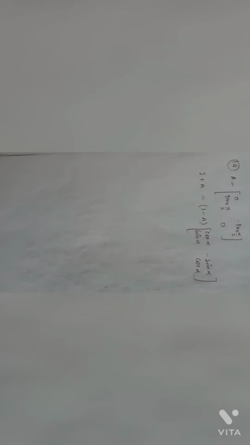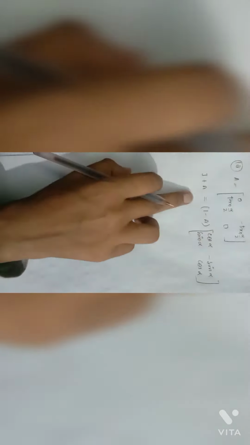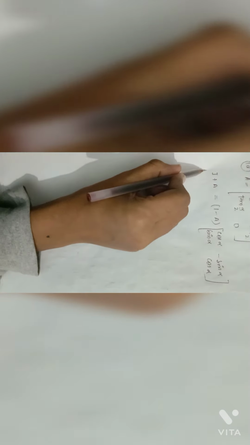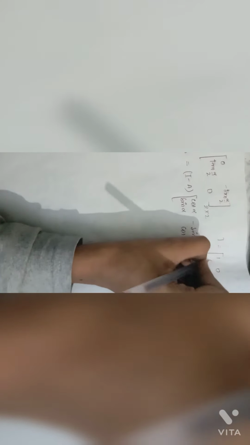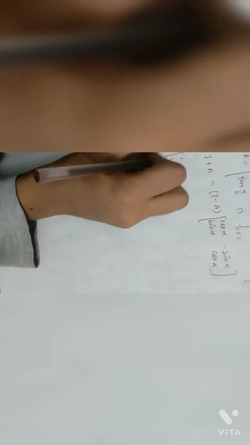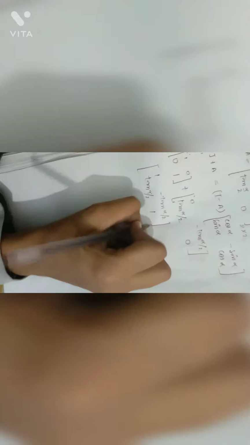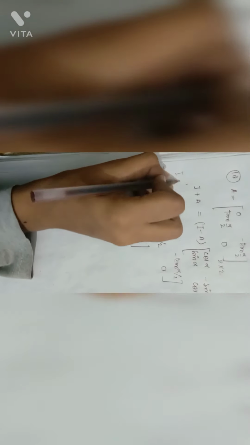Question number 18, we have been given a matrix A. For this we have to prove the given condition where I is the identity matrix and A is the given matrix. So I plus A, which is a matrix of order 2 cross 2. So I matrix is equal to 1 0 0 and 1. So I is equal to 1 0 0 1 plus A, which is 0, minus tan alpha by 2, tan alpha by 2, and again 0. So we will get 1, minus tan alpha by 2, tan alpha by 2, and 1. Now we have calculated this I plus A.